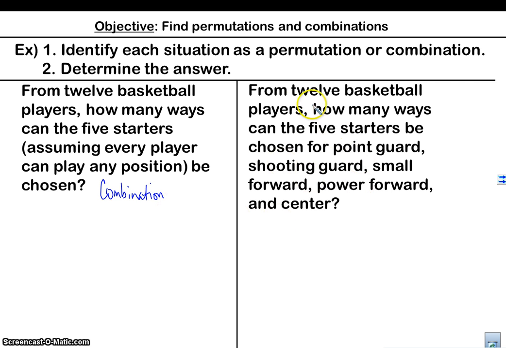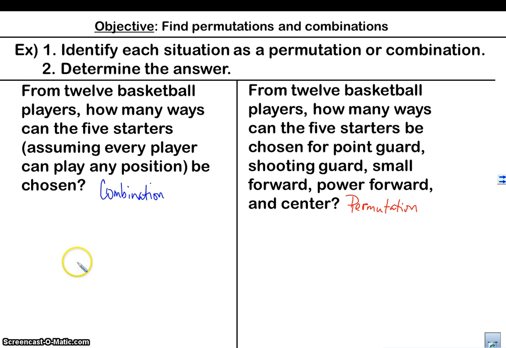Now in this case, from 12 basketball players, how many ways can the 5 starters be chosen to play a point guard, a shooting guard, a small forward, a power forward, and a center? So if I pick one, the first person is going to be the point guard. The second person is going to be the shooting guard. Third person is going to be a small forward, and so forth. So I have positions that I'm actually going to put them in. That's a permutation, right? Because the same 5 players, it depends on what position they're in.